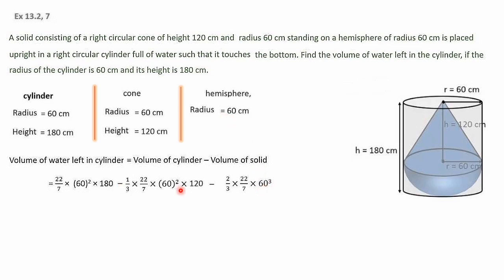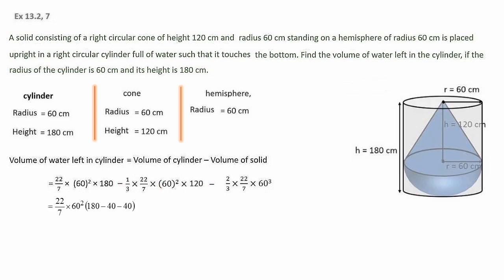Here two minuses are coming. How did it come? I am doing it all in a single step. Volume of cylinder is this one. Volume of solid means minus of these two volumes, hemisphere volume plus cone volume. Since there is a minus outside the bracket, we have to multiply it inside. That's why these two also came as minus.